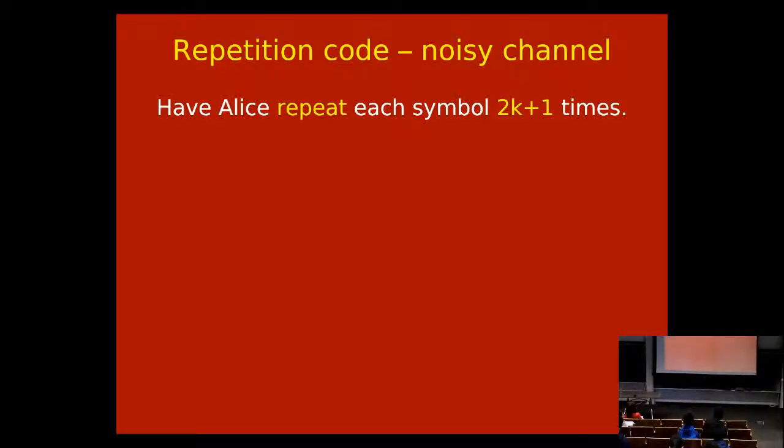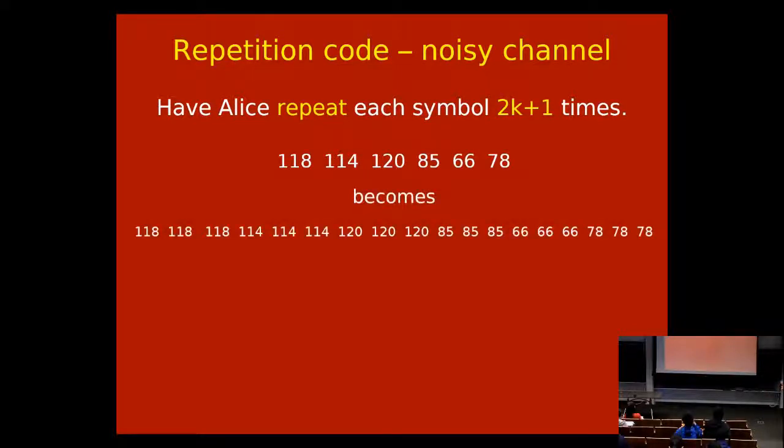And you can do a repetition code that survives that too. It's going to be even more redundant. So the trick here is to have Alice repeat each symbol, not k plus 1 times, but 2k plus 1 times. So I'll do an example of that where k is 1. Okay, so I'm going to, again, repeat each symbol 3 times, because k is 1. It looks like this again.